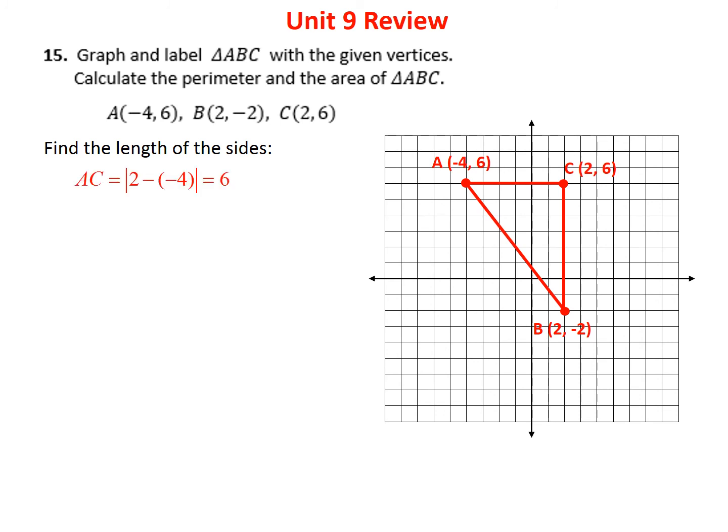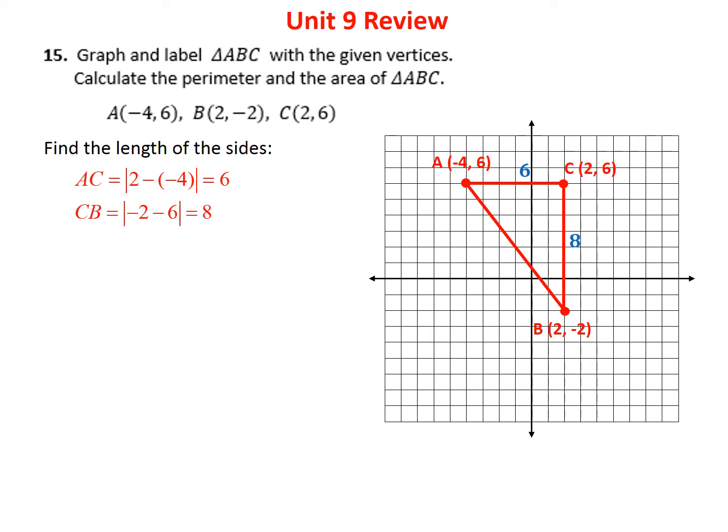Let's find the lengths. First of all, AC, the top of it, I can simply count the squares: 1, 2, 3, 4, 5, 6, or I can subtract the x values. 2 subtract -4 is 2 plus 4, or 6. Likewise for BC, I could count the squares again and count that there's 8, or I could do the y values. 6 minus -2, or 6 plus 2, is 8.